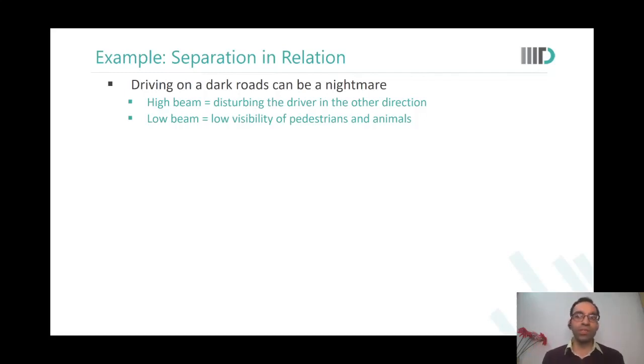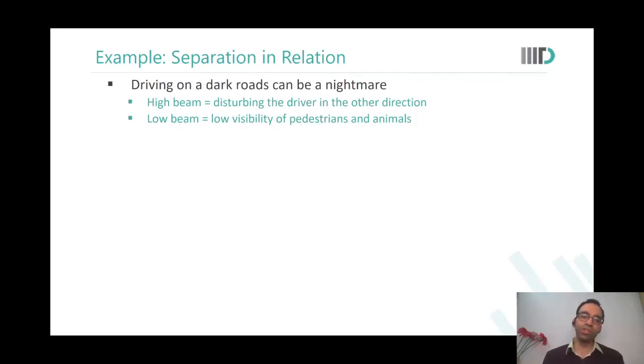So what do you say? Okay, go to low beam. What happens when you go to low beam? You're not putting a glare into the other driver's eyes. But because you're on low beam, now you cannot drive very fast. Because you're not able to see far away, and you may actually cause an accident to a pedestrian or an animal who's crossing the road. It happens.